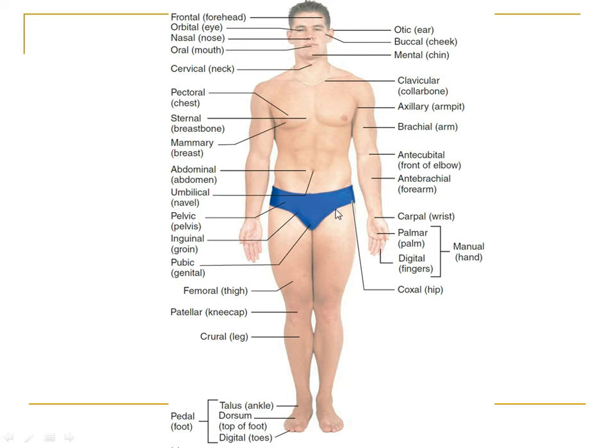Similarly, the junction between the trunk and the lower limb is known as the inguinal region or groin region. The part of the lower limb between the hip joint and the knee joint is known as the femoral region. The part of the lower limb between the knee joint and the ankle joint is known as the leg, and the part distal to the ankle joint is known as pedis. So these are some of the vocabulary used to describe the different body parts.